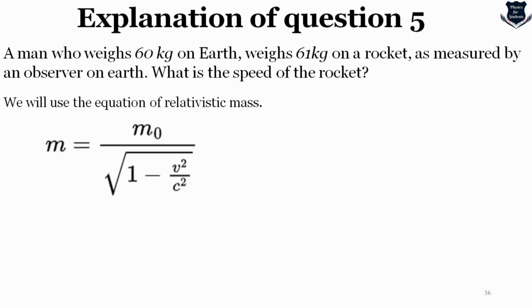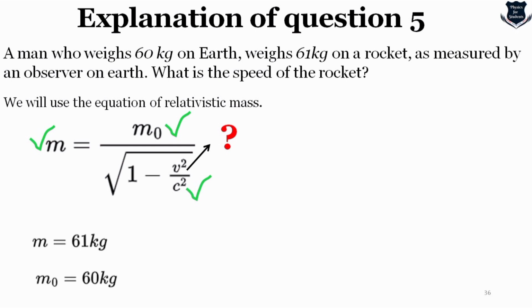So we are given this relativistic mass equation. Now remember here, this m is given, m0 is given, c square is given, and v square we need to find out. This is how we should plot a problem, given the values and what we need to find out. Now here is a small catch, that m equals 61 kilogram and m0 equals 60 kilogram. Which one should be the rest mass, right? So this one should be the rest mass, because the person who weighs on Earth has not started accelerating.